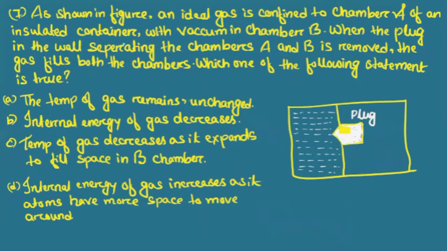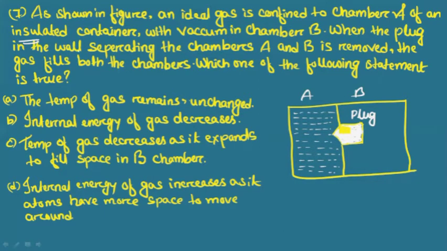Here it is said, as shown in figure, an ideal gas is confined to chamber A of an insulated container. Insulated container means what? There will be no exchange of heat from outside. So there is an ideal gas which is confined in the chamber A. This is chamber A, this is chamber B, right? You see, here it is said chamber B is what? Vacuum. This is vacuum. This is filled with ideal gas. Clear? Ideal gas means what? There will be no interaction of particles, because in ideal gas, particles are not interacting with each other.